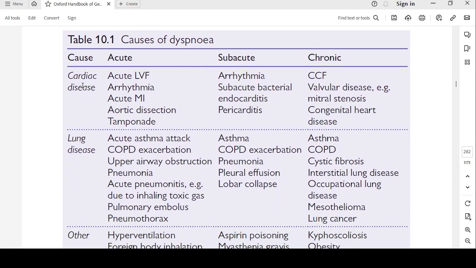Causes of dyspnea. Cardiac disease. Cardiac causes of acute dyspnea are acute left ventricular failure, arrhythmias, acute MI, aortic dissection or tamponade. Subacute causes: arrhythmias, subacute bacterial endocarditis or pericarditis. Chronic causes of dyspnea of cardiac disease: CCF, valvular disease, mitral stenosis, congenital heart diseases.